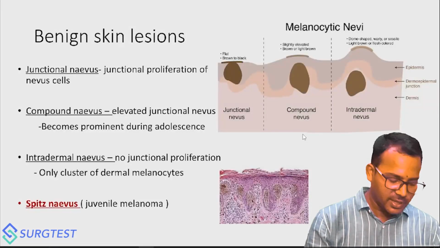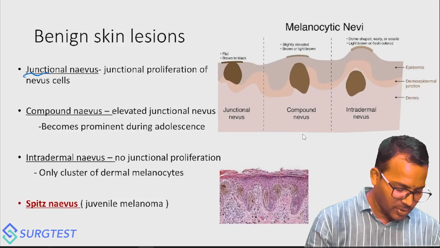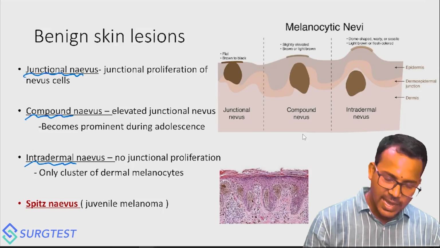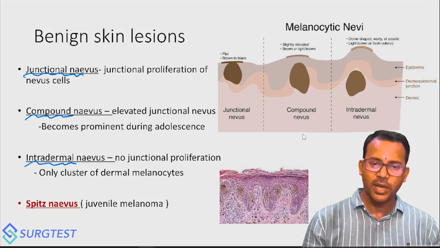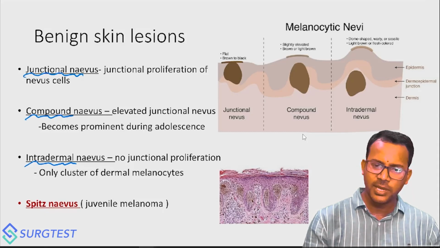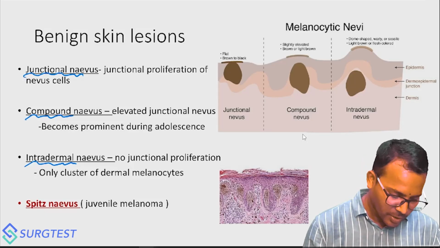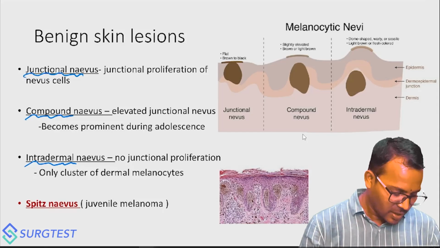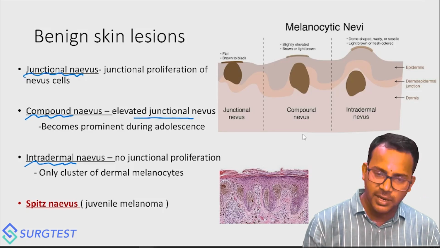Okay, going ahead with the other benign skin lesions, you have some nevus. It could be a junctional nevus, a compound nevus, or an intradermal nevus. As the name itself suggests, in junctional nevus you have the proliferation of these nevus cells or melanocytes at the junction level only. That means at the dermoepidermal junction only. Okay, so they don't go into the dermis. They are at the junction. Compound nevus is an elevated junctional nevus. It is an elevated junctional nevus.